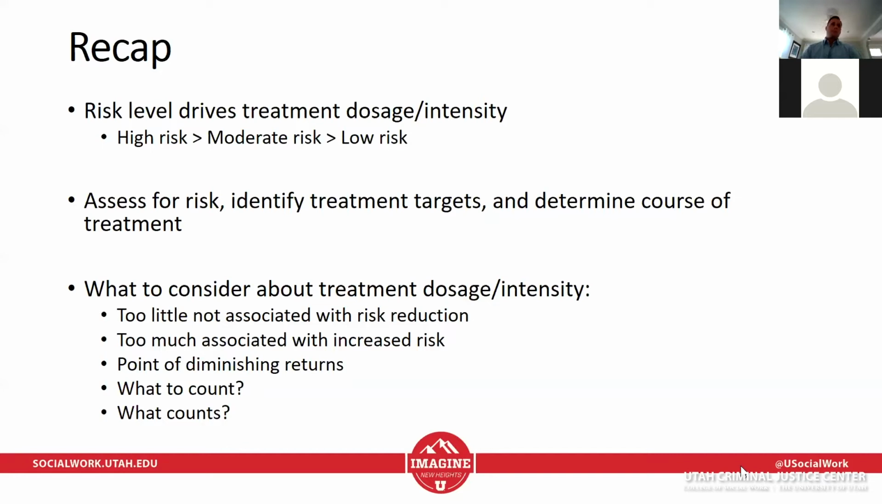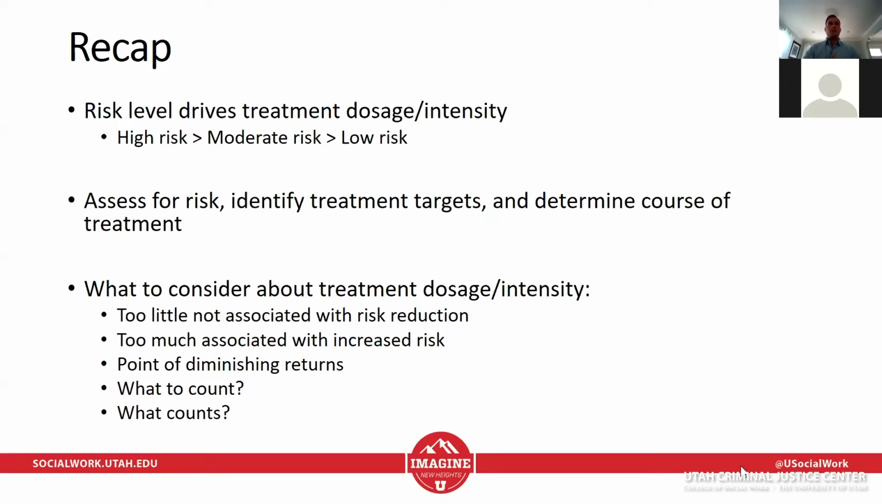So one of the key points to building out this presentation was first to think about what the RNR model is telling us and how we can use that to inform the information that we're using or tracking on treatment-related outcomes, as well as long-term recidivism goals.